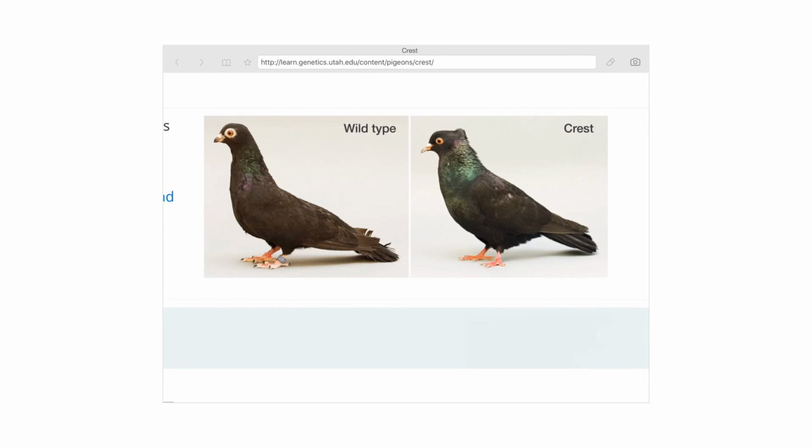So here is a type of phenotype in pigeons. This is called crest phenotype. So most pigeons you've seen probably look like this with their feathers going down towards their tail. But there are some pigeons that have varying sizes of these things called crests. So their feathers actually grow upward.